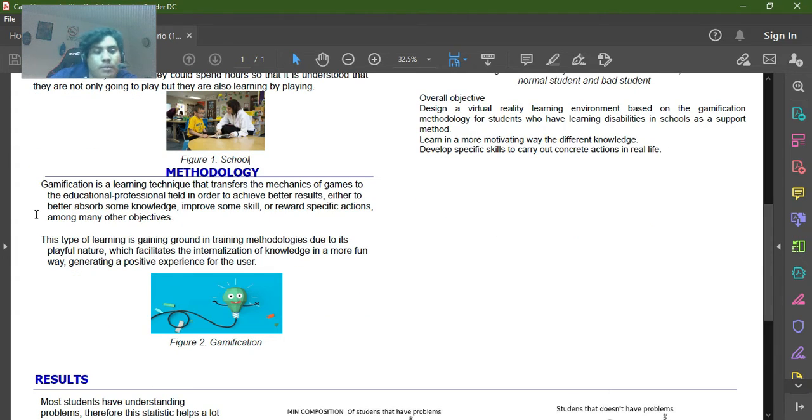The gamification methodology is a learning technique that transfers the mechanisms of games to the educational and professional field in order to achieve better results, either to better absorb some knowledge, improve some skills, or reward specific actions, among many other objectives. This type of learning is gaining ground in training methodologies due to its playful nature, which facilitates the internalization of knowledge in a more fun way, generating a positive experience for the user. And we have here another figure, figure 2, and it's about gamification.